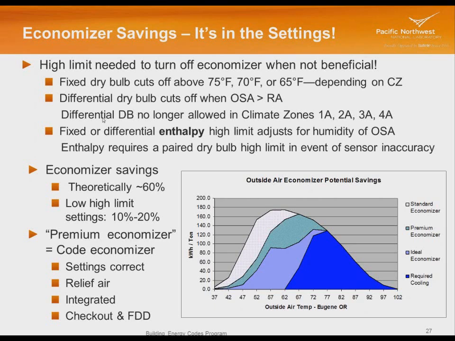Now, one thing to understand is the differential dry bulb is no longer allowed in the southeastern climate zones, and that's a change in 2015 ICC that came over from the ASHRAE 90.1. There also are fixed or differential enthalpy high limits. So those look at also the moisture in the outside air. Those are more appropriate in those southeastern climates, not necessarily helpful in western climates where the air is drier.